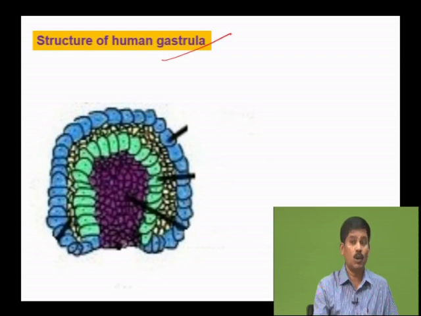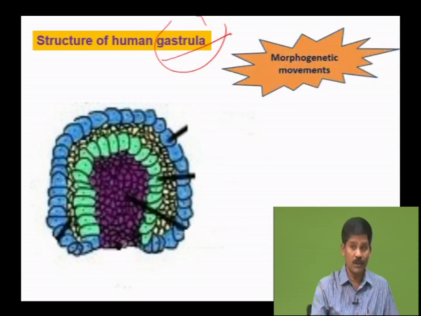It's a hollow ball of blastomeres because of the presence of a cavity called blastocoele. Now, blastula or blastocyst undergoes further development into gastrula. The process of formation of gastrula is called gastrulation. Gastrulation involves the movement of blastomeres in different directions, according to their fate.